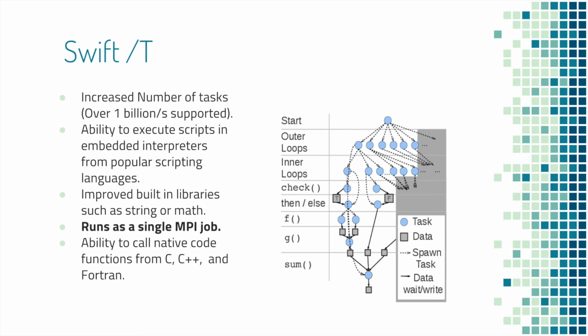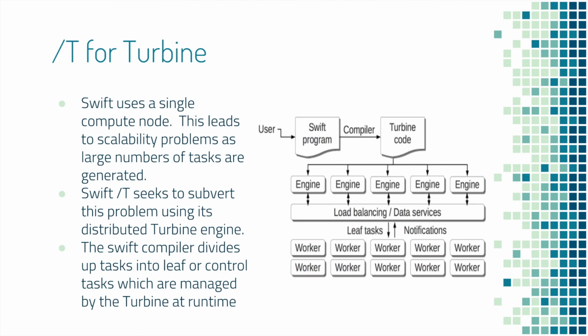Another key feature of Swift-T is that it is run as a single MPI job. Swift-T, unlike Swift, uses a turbine to distribute tasks using MPI to achieve this. According to the Swift website, swift-lang.org, the turbine combines the performance benefits of explicitly parallel asynchronous load balancing, an MPI library, with the programming productivity benefits of implicitly parallel data flow scripting. So what does this actually mean?